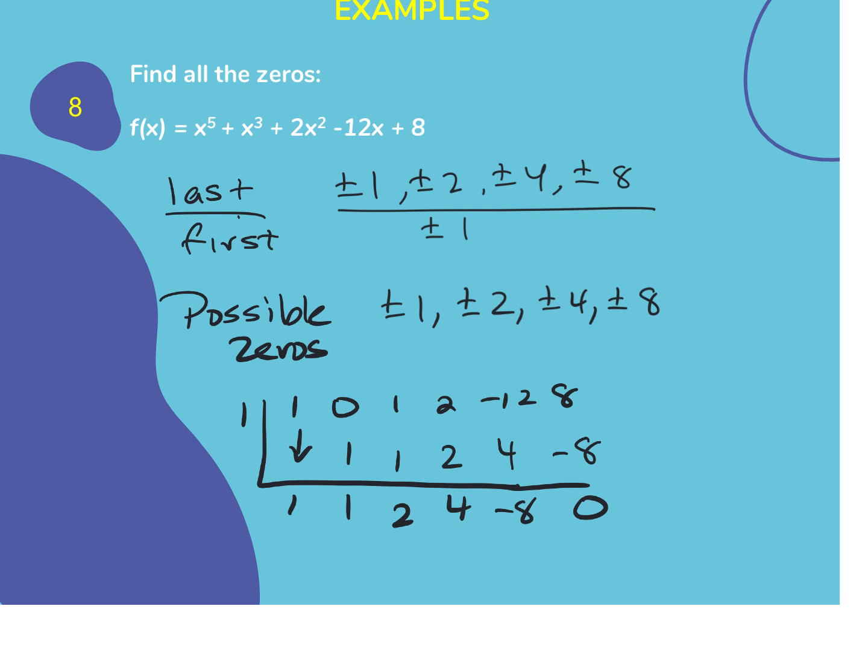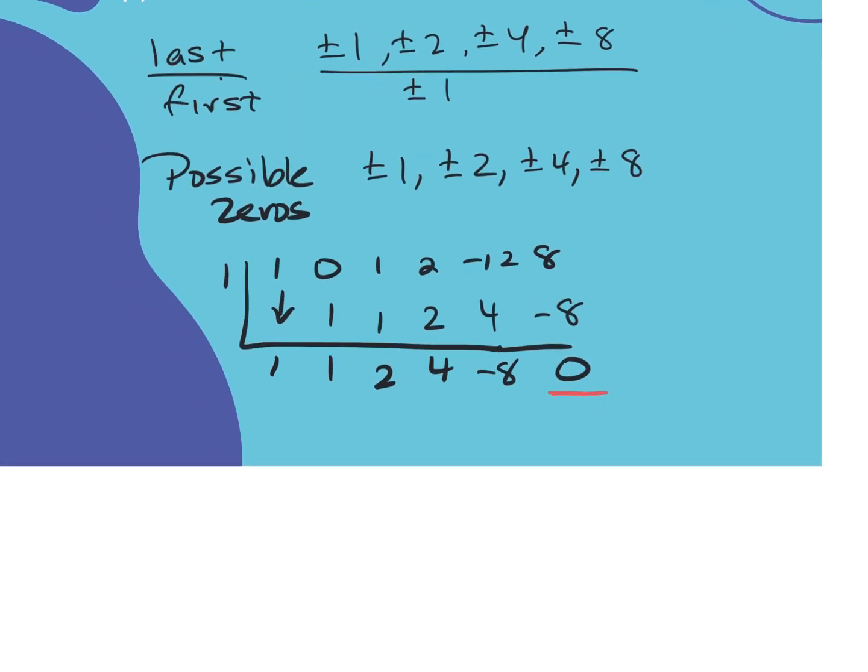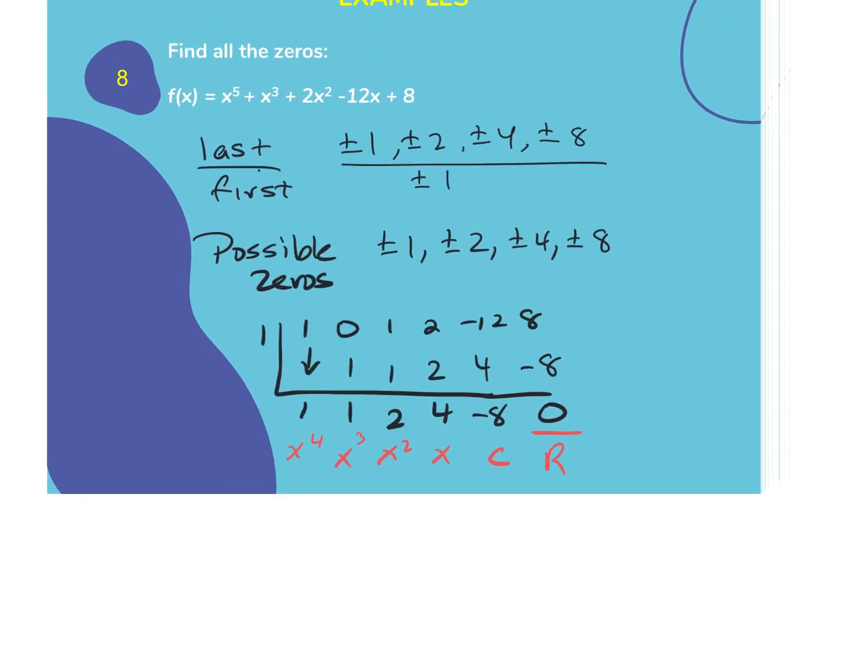So if you were guessing and testing, and if this number was not a 0, then you would have to start over again and pick another number from your list of possible zeros and then do synthetic with that one as well. So now let me go ahead and add back in my variables. X squared, x to the 3rd, x to the 4th. Remember, my original problem was an x to the 5th. So once you do one synthetic, it just drops it down 1 power. So now x to the 4th plus x cubed plus 2x squared plus 4x minus 8.